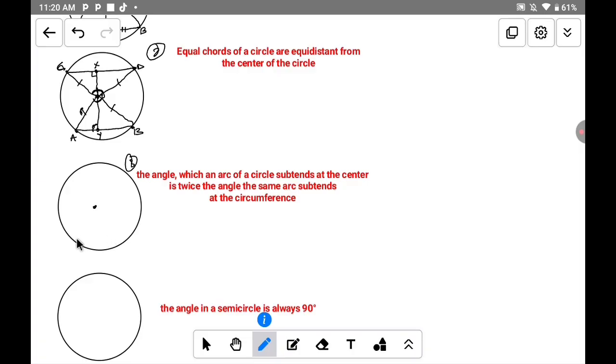Now, if you have an arc, let's say from this point to this point is an arc. Let's say our arc A to B is an arc. If you look at the distance here, this place is an arc. What I mean by arc, I explained in our previous lesson, lesson 1.